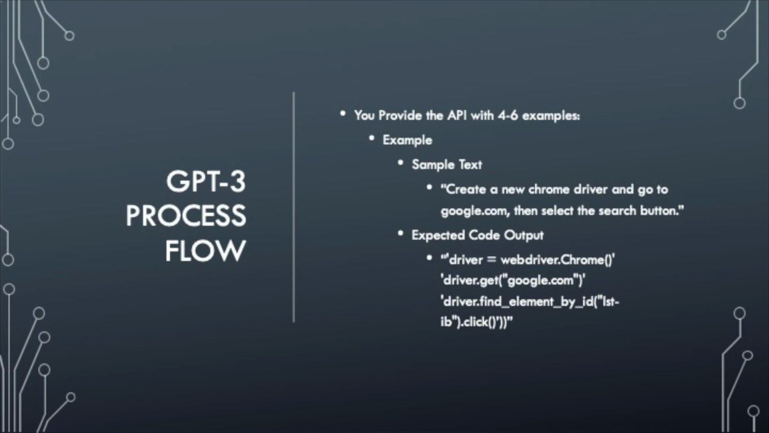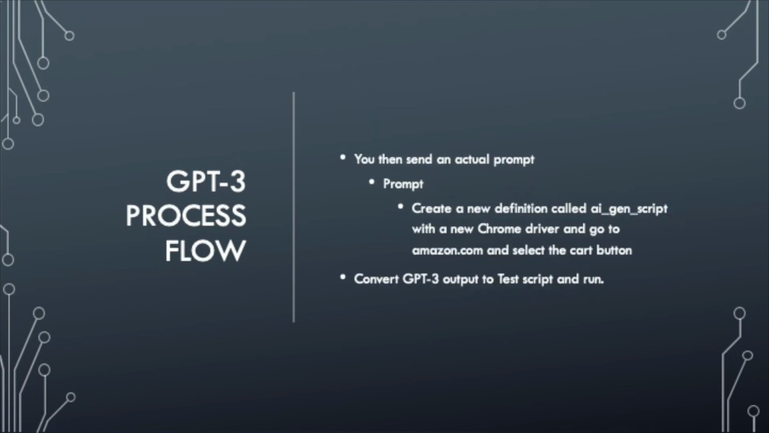Then, after we give the sample text, we need to tell GPT-3 what we expect. For our use case, we expect a code output. Now that we have supplied GPT-3 with an example, we can now send our actual prompt. Our actual prompt will consist of simple text or data that follows the context of the examples given.